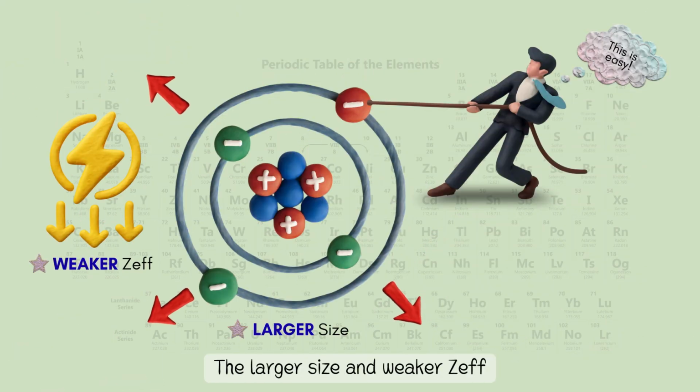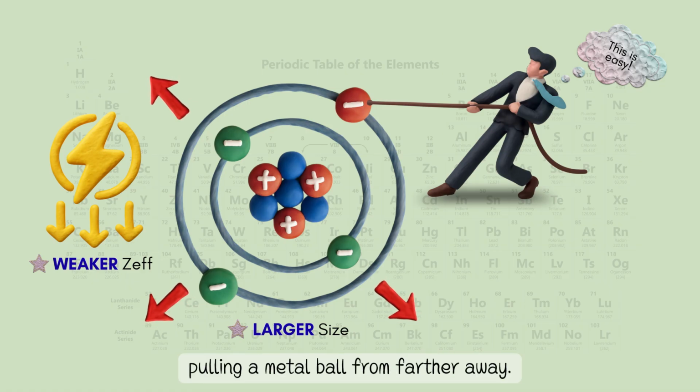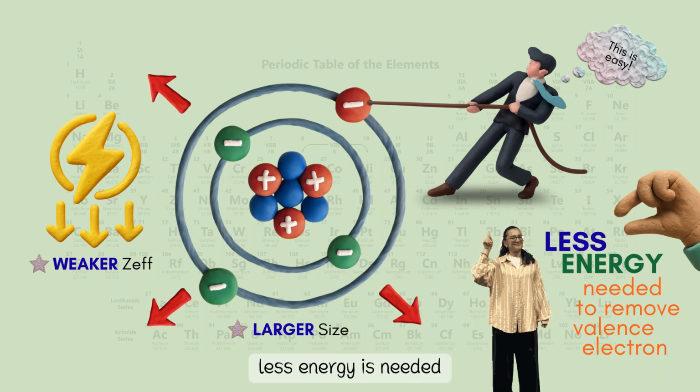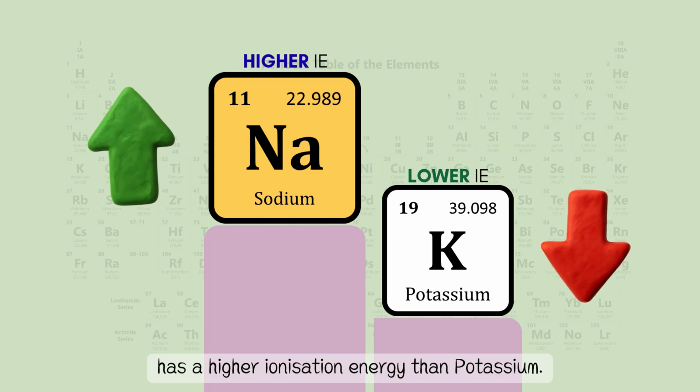The larger size and weaker ZF is just like a magnet pulling a metal ball from farther away. Therefore, less energy is needed to remove the electron. Now that is why sodium has a higher ionization energy than potassium.